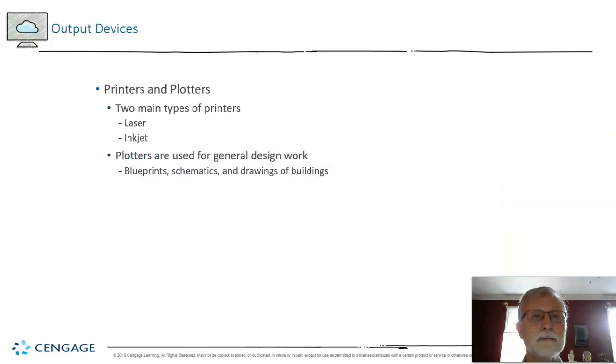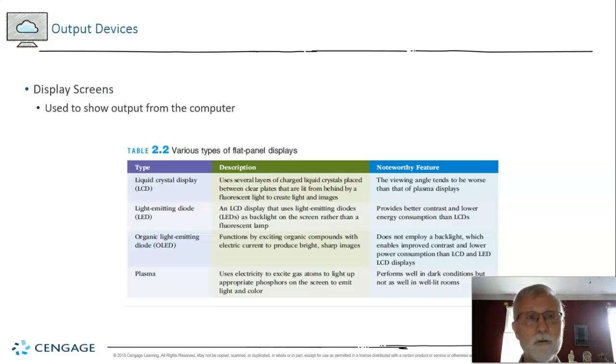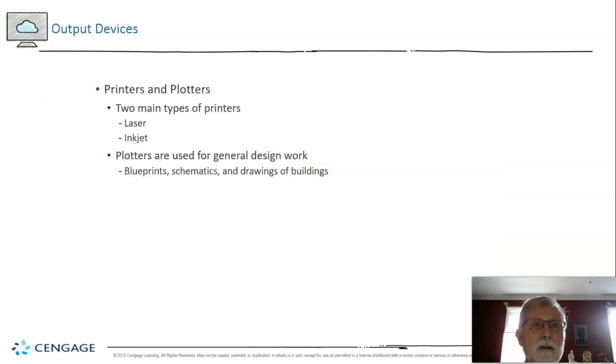RFID tag. Whoops, one too many. Displays. Now, there are different types of displays for putting output to a computer, and based on how much money you want to spend, a lot of them have different uses. LED, LCD, plasma, and you probably recognize those a lot from different advertising on TVs. Printers and plotters.